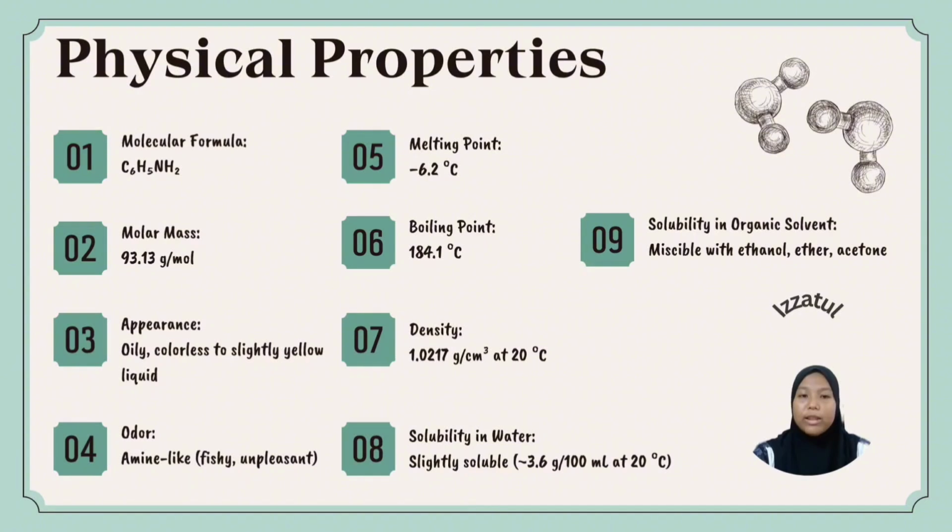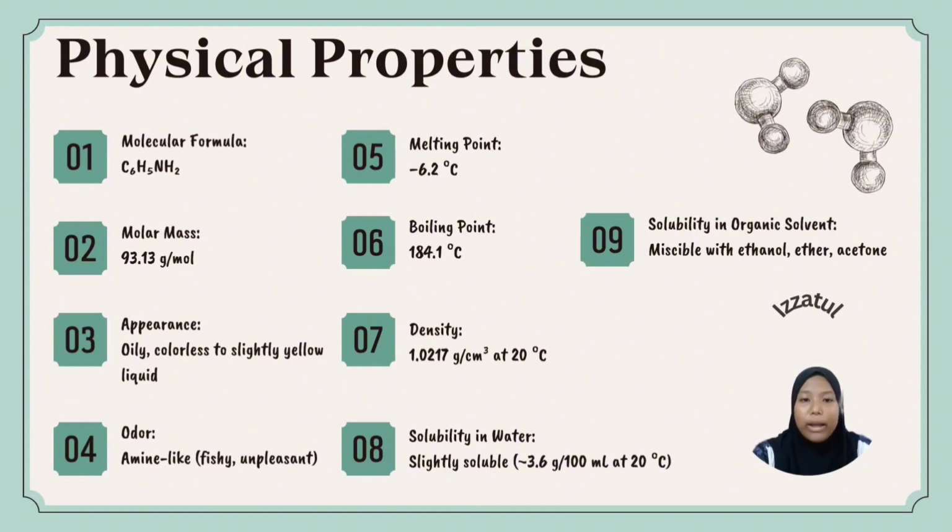Next, we move to the physical properties. The first one is the molecular formula, which is C6H5NH2. The second one is the molar mass, which is 93.13 gram per mole. The third one is appearance, which is an oily, colorless to slightly yellow liquid. For the odor, amine-like, which smells fishy and unpleasant. The fifth one is the melting point, which is negative 6.2 degrees Celsius. Next, the boiling point is 184.1 degrees Celsius.